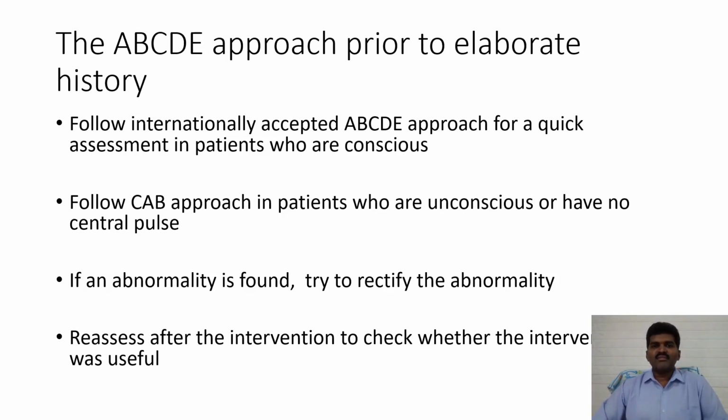A for airway with cervical spine control, B for breathing and ventilation, C for circulation and hemorrhage control, D for disability, that is neurological disability, E for events and environmental control. This is the approach you need to follow for quick assessment of patients who are conscious. In unconscious patients, as per the ACLS guidelines, you are going to follow the CAB pattern.